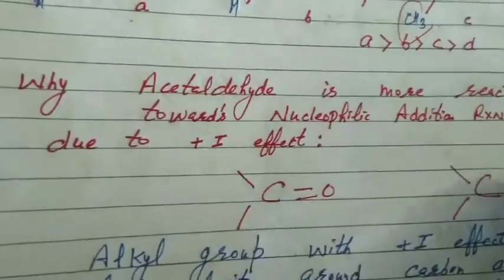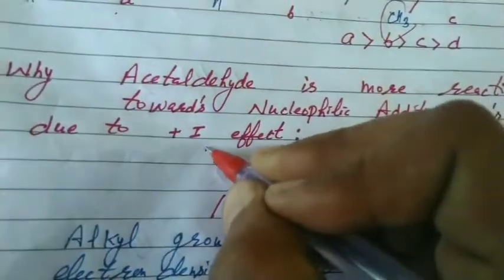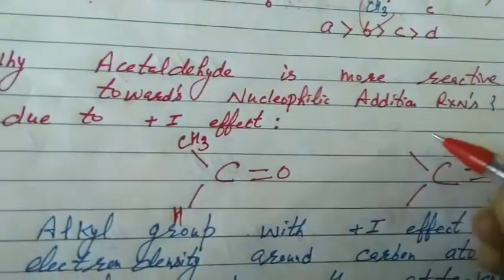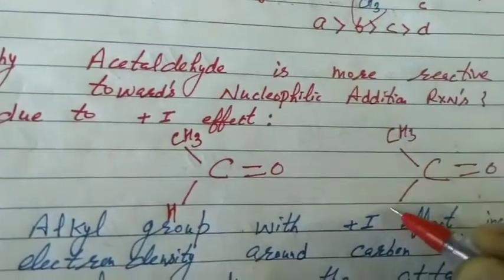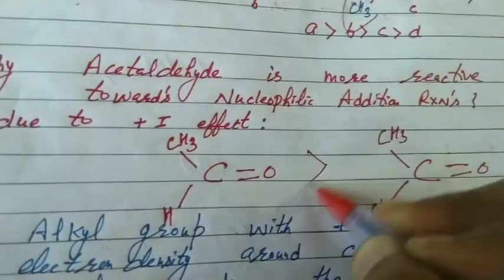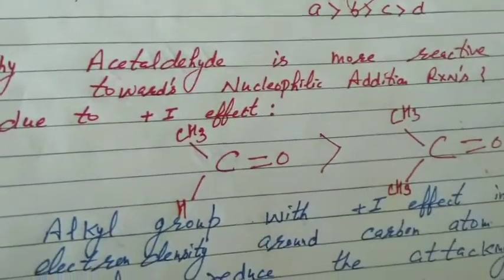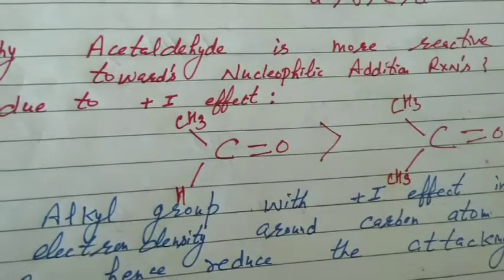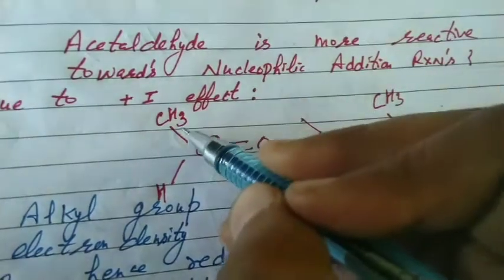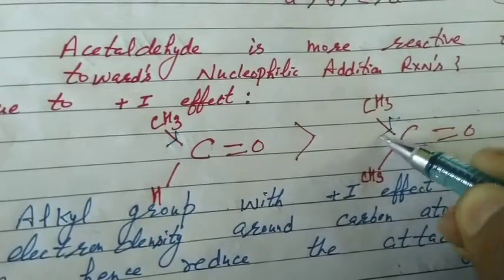At first, the reason is the positive inductive effect, plus I effect. Friends, in acetaldehyde, the carbonyl carbon is linked with R on one end and hydrogen on the second end, while in ketones, the carbonyl carbon is linked with alkyl groups on both ends. It is acetone, it is acetaldehyde. Which is more active? Acetaldehyde is more reactive, students, due to plus effect. You know, alkyl group has plus effect. The more the number of alkyl groups, the more the magnitude of plus effect. In ketone there are two alkyl groups, while in acetaldehyde there is only one. So the magnitude of plus effect is more in ketone.